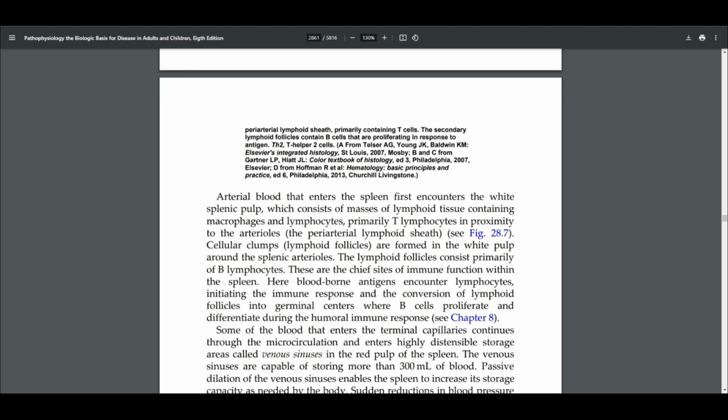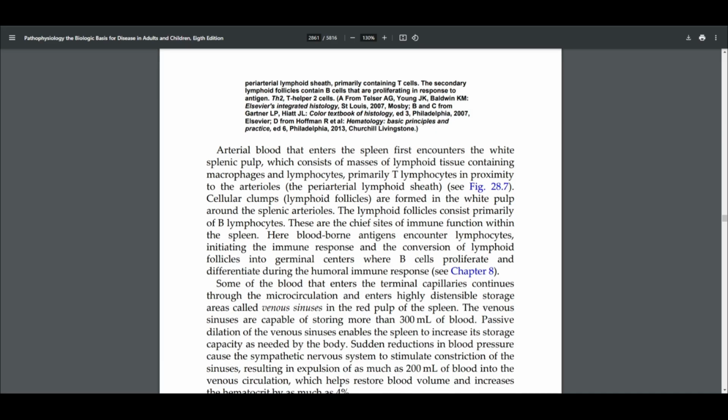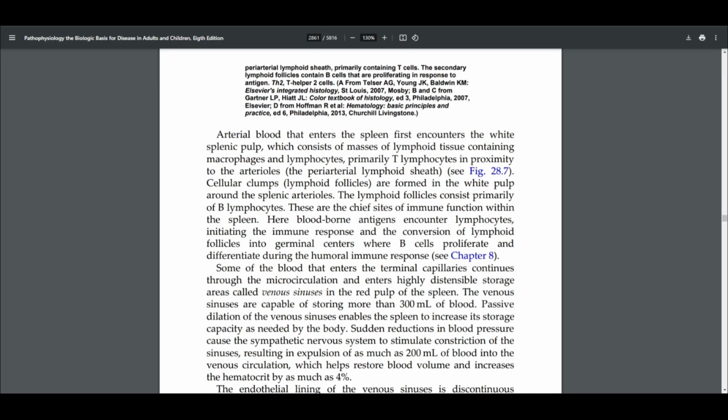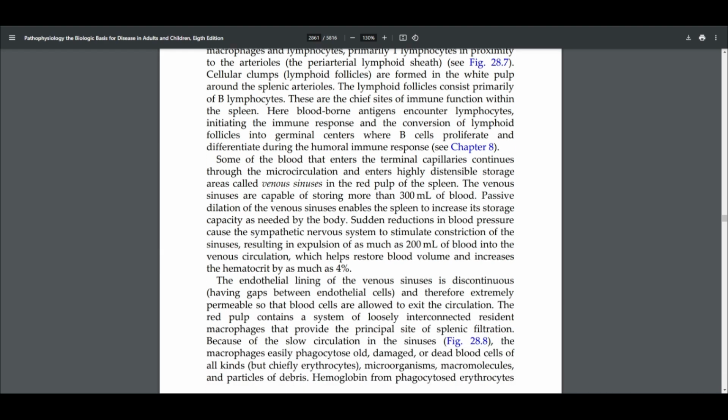Cellular clumps are formed in the white pulp around the splenic arterioles. The lymphoid follicles consist primarily of the B lymphocytes. These are the chief sites of immune function within the spleen. Here, blood-borne antigens encounter lymphocytes, initiating the immune response and the conversion of lymphoid follicles into germinal centers, where B cells proliferate and differentiate during the humoral immune response.